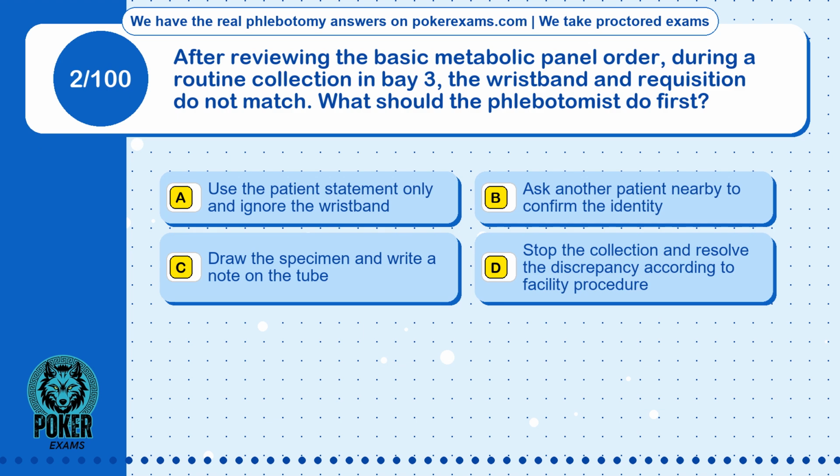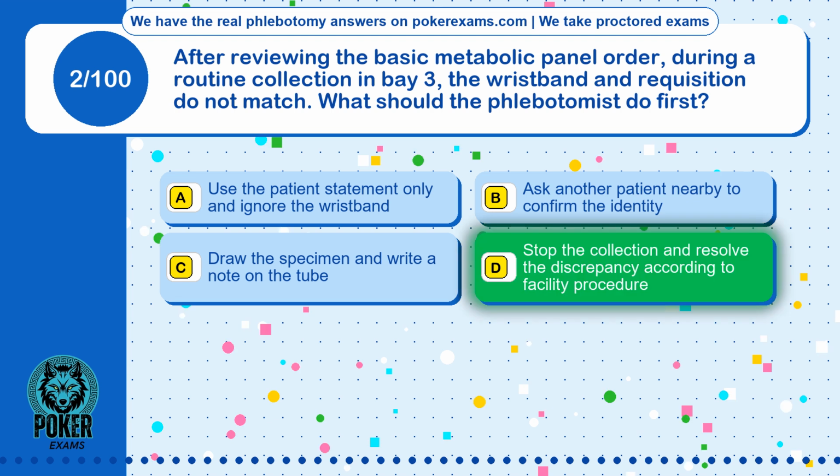Question 2. After reviewing the basic metabolic panel order, during a routine collection in Bay 3, the wristband and requisition do not match. What should the phlebotomist do first? Option A. Use the patient statement only and ignore the wristband. Option B. Ask another patient nearby to confirm the identity. Option C. Draw the specimen and write a note on the tube. Option D. Stop the collection and resolve the discrepancy according to facility procedure.